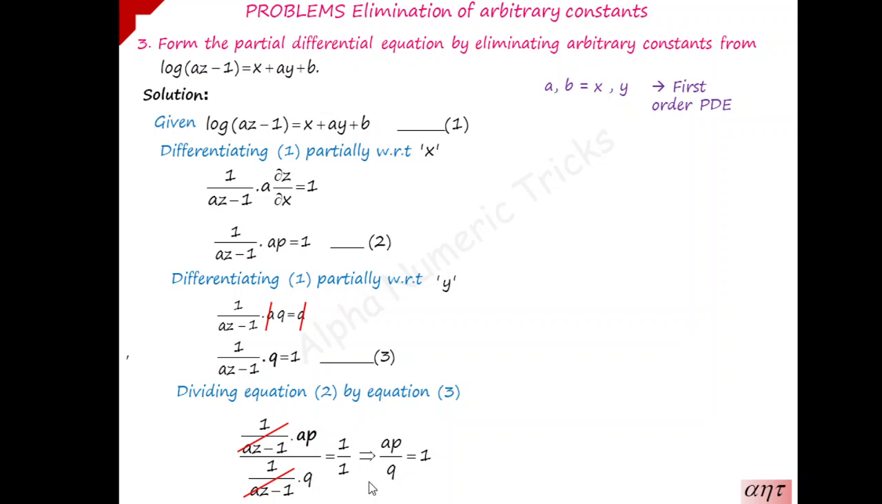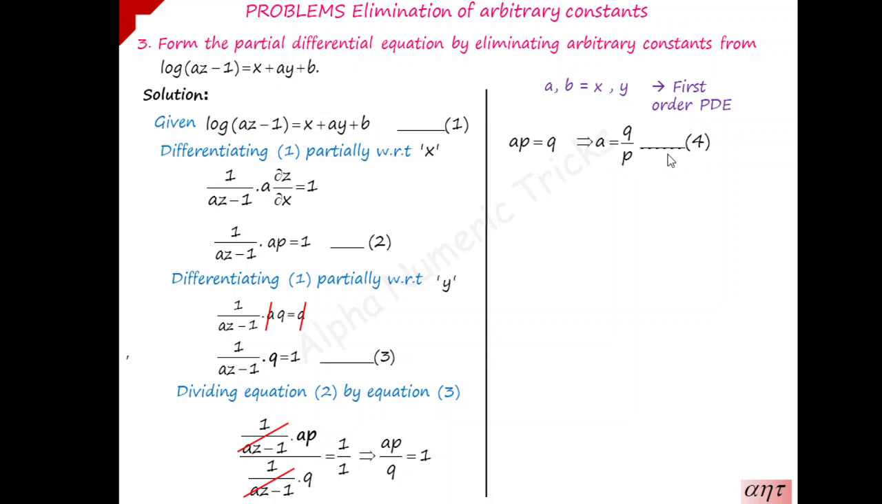AP divided by Q is equal to 1, or you can take this Q to the right hand side and write it as AP is equal to Q. From this equation you can easily find the value of A. So A is equal to Q divided by P, that is, P is taken to the denominator on the right hand side. So you have A is equal to Q by P. Number that equation as 4. Now the value of A is obtained here.